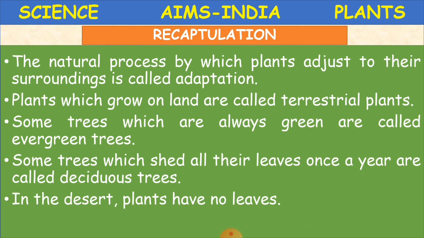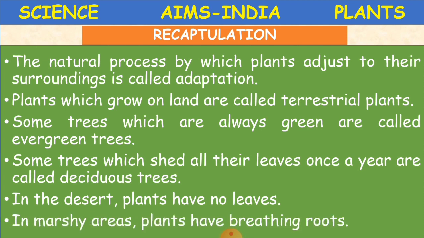And in the desert, plants have no leaves. We learned that in the desert, plants have no leaves. They have only stems, and the stems store the water. In marshy areas, plants have breathing roots, for example, mangrove trees. Clear, children? So this is all what we have learnt in our earlier classes.